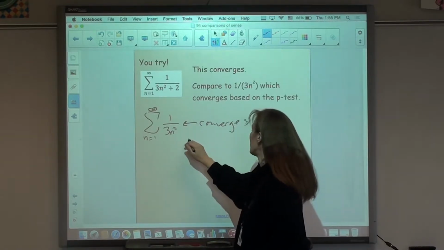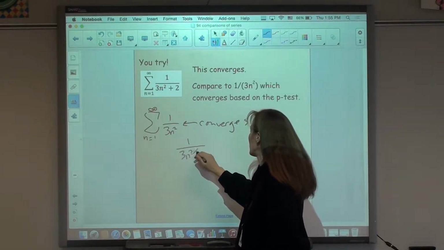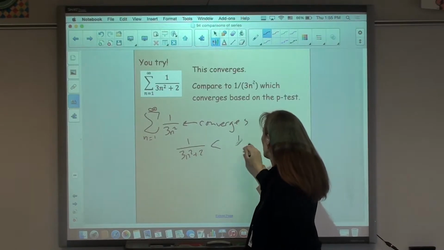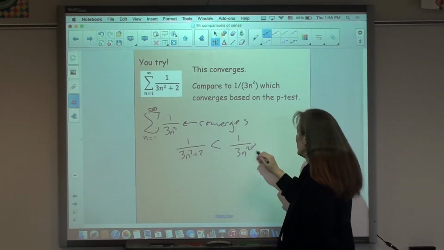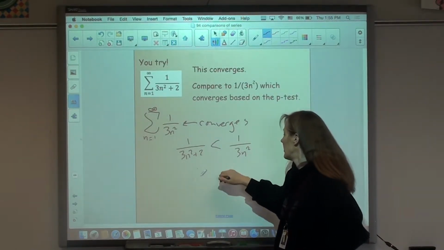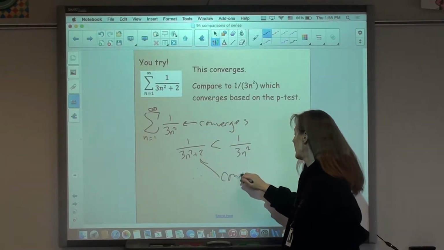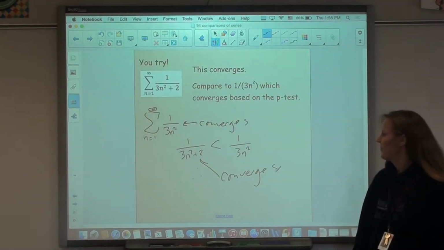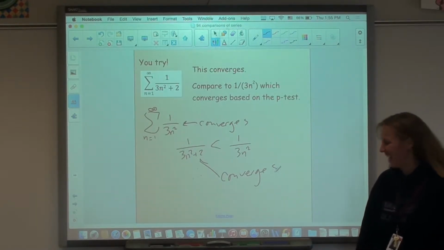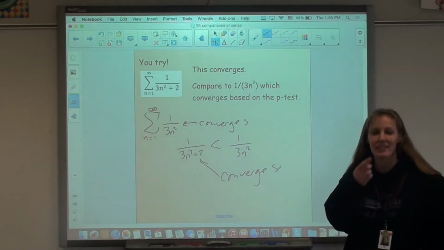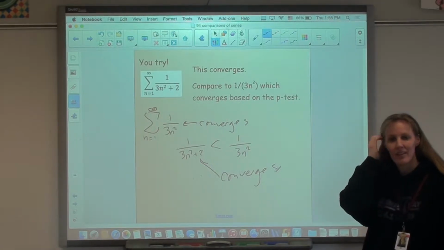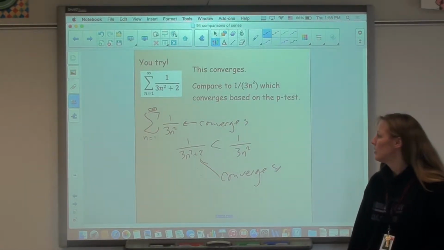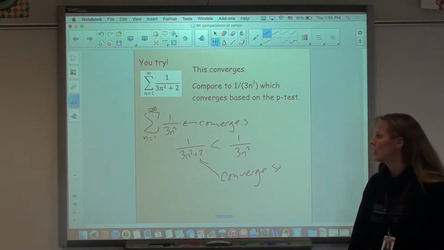...converges, and then something like 1 over 3n squared plus 2 is less than 1 over 3n squared. So does it have to be 1 over 3n squared, or could you just change it to 1 over n squared? It's still comparable. You could do 1 over n squared, because that's still a correct statement.